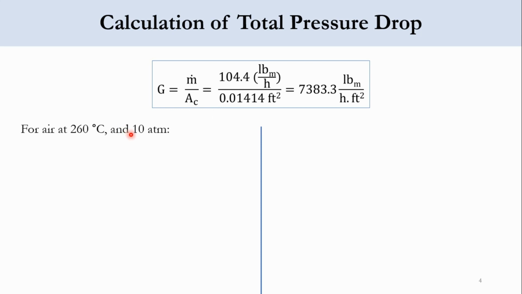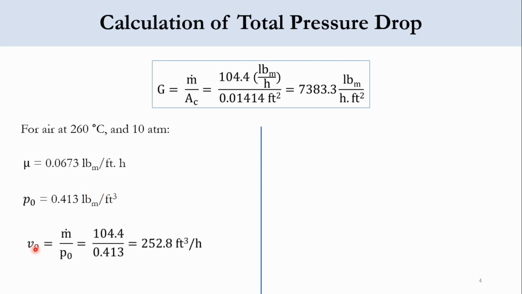Now for air at 260 degrees centigrade and 10 atm, we have said in our problem statement that the properties of gas are similar to that of air. So accordingly, the viscosity is 0.0673 pound per feet per hour. The density is 0.413 pound per cubic feet, and the volumetric flow rate is mass flow rate divided by the density. So we get 252.8 cubic feet per hour as the volumetric flow rate of the gas entering the system.